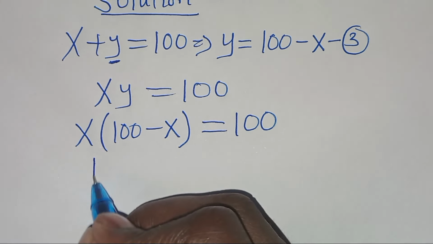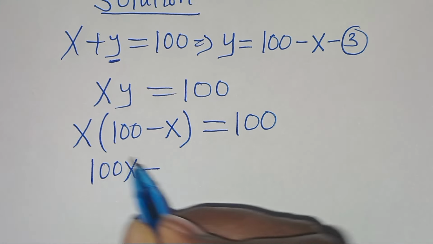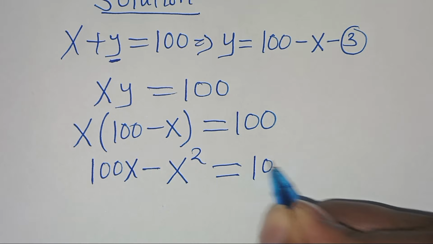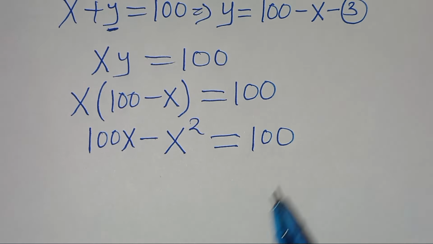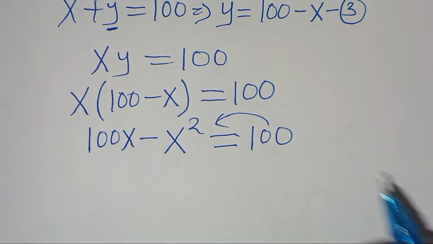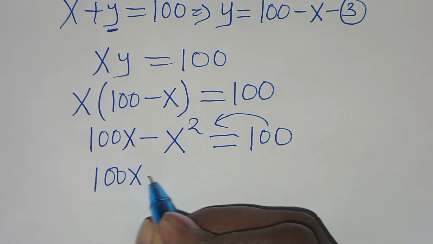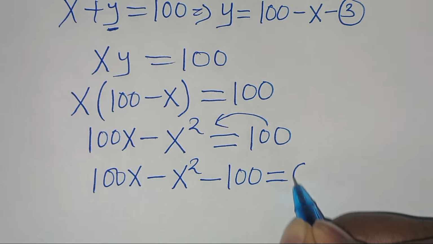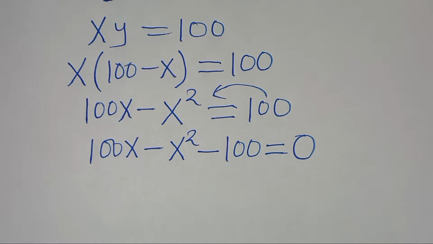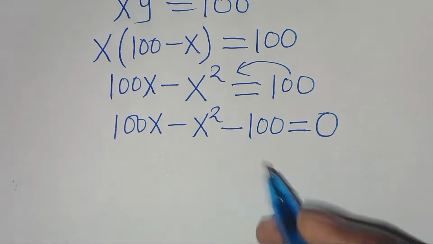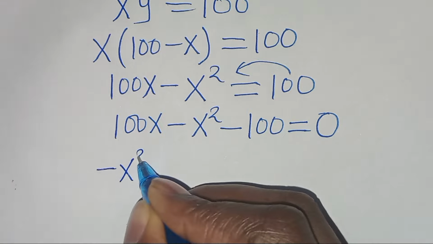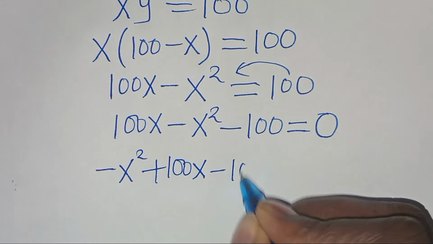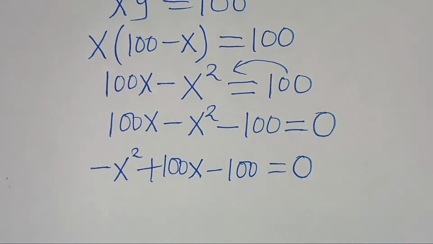So 100 times x is 100x, minus x times minus x is x squared, and this is equal to 100. The next step from here, let's take 100 to the left hand side so that we have 100x minus x squared minus 100 equal to 0. Now let's rearrange this equation so that we have minus x squared plus 100x minus 100 equal to 0.